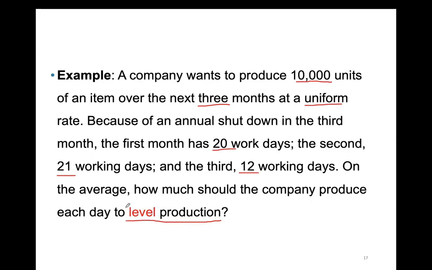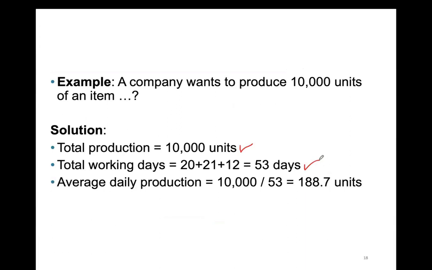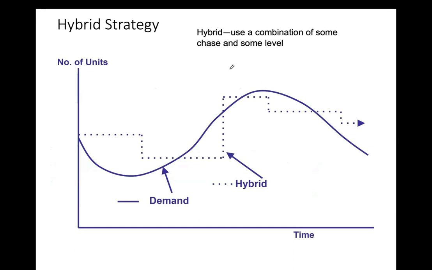Now we know that in level production, a company has to produce the same amount in every period. And in this case, our unit of period is days. So we want to calculate the quantity to be produced each day. In other words, we want to produce 10,000 units over 53 days. So we will simply divide 10,000 by 53. So to achieve level production strategy, we will divide total production by 53, and that will give us 188.7 units per day.